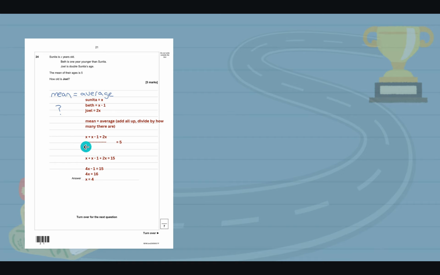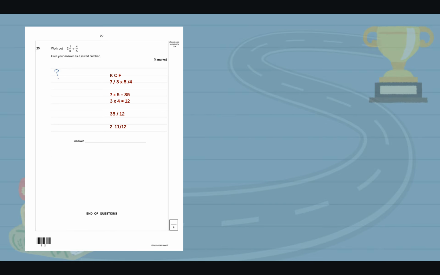If we add up all the x's, you're going to do x, add x, add 2x, which is 4x, then we just leave the numbers, which is minus 1, and that's equal to 15. Because we times it by 3 as well. Then we have 4x equals 16, and if we divide by 4, we get x equals 4, meaning that Joel is 2x. So then we have to do 2 times 4 equals 8, and Joel is 8 years old here.